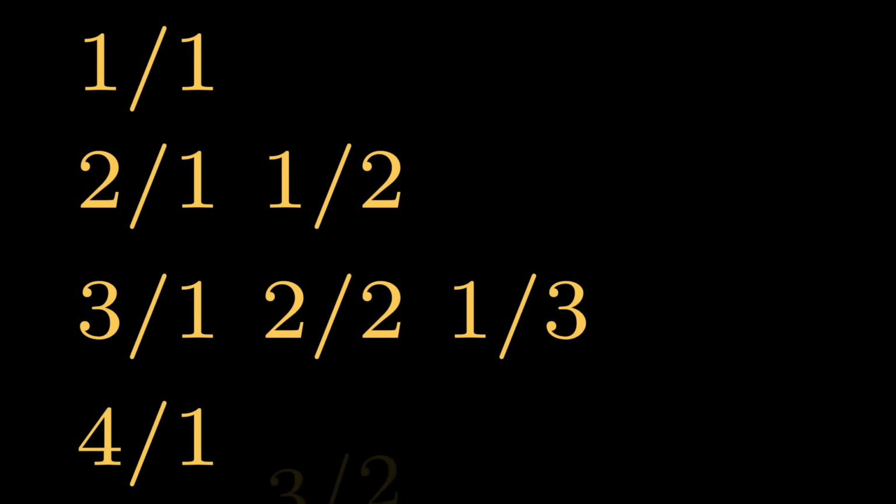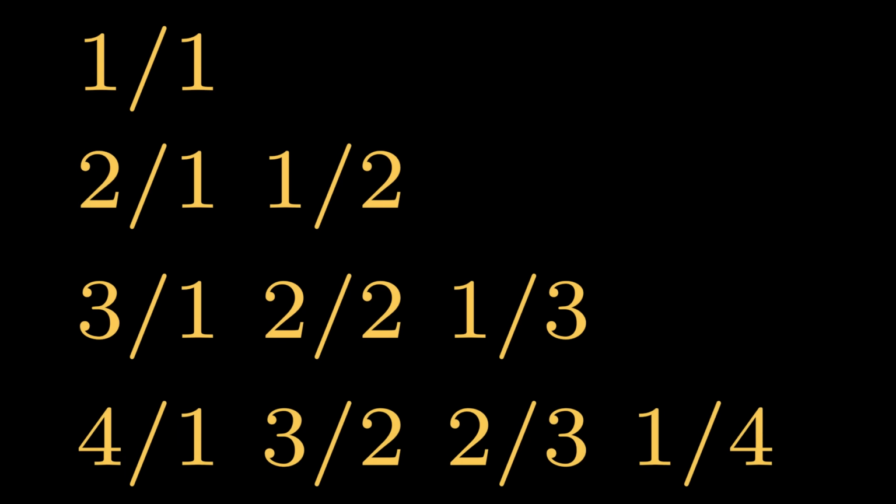We can order them by starting at 1 over 1, then going to 2 over 1 and 1 over 2, then going to 3 over 1, 2 over 2, and 1 over 3, followed by 4 over 1, 3 over 2, 2 over 3, and 1 over 4. Of course, we're going to end up with some duplicate numbers this way, but we can simply skip over those. This process is a way of matching up any positive rational number to a natural number.